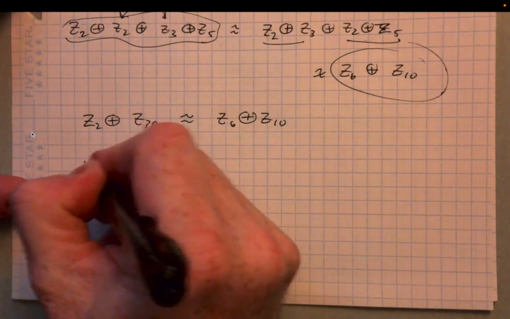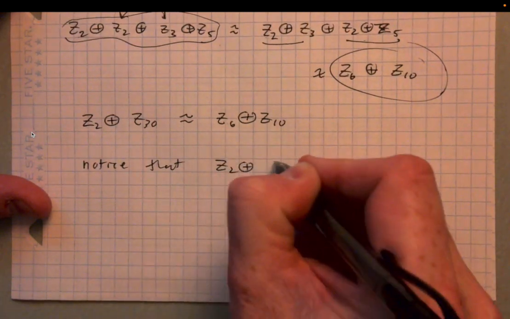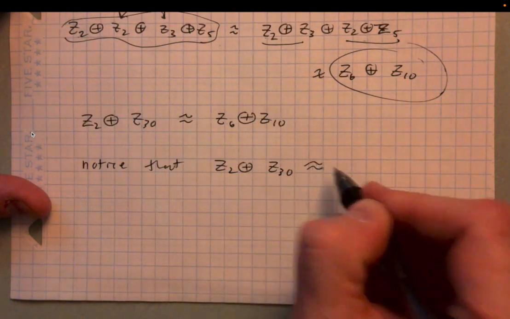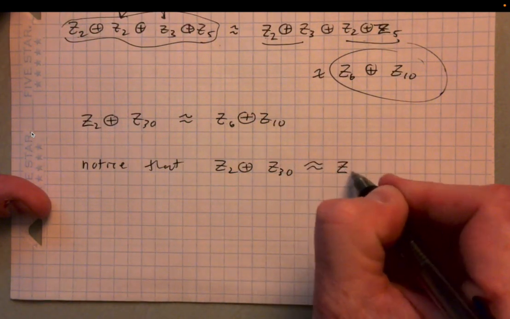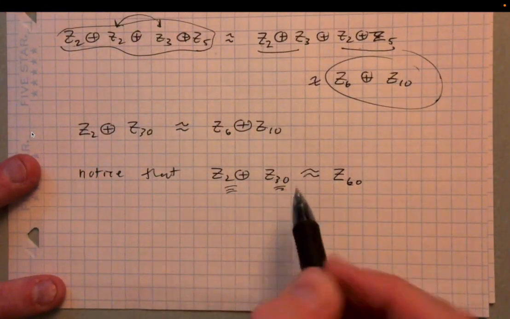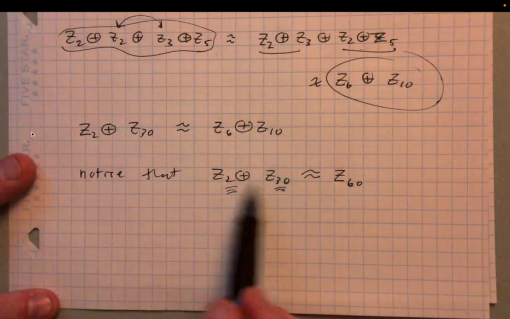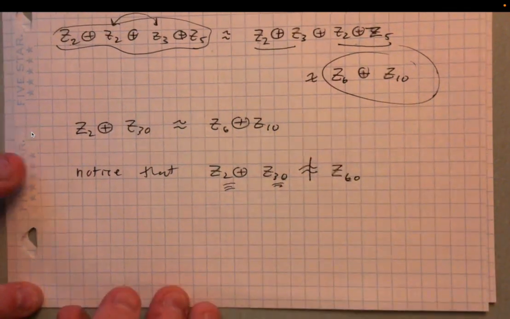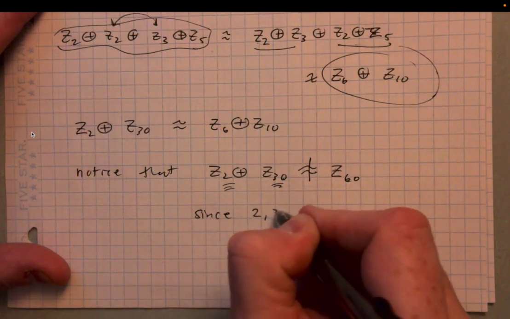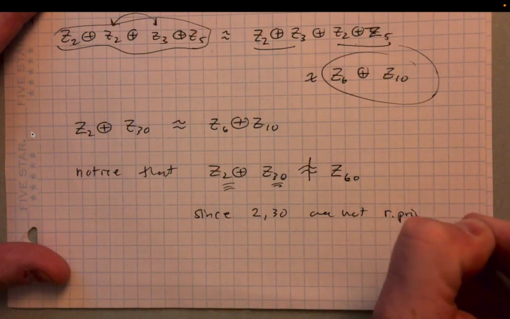Now notice, and this is important, Z2 plus Z30, you may want to say this is true. You may want to think that this is isomorphic to Z60, right? But it's not, because you don't have relative primeness of these two. 2 and 30 are not relatively prime. So this is not true. And the reason it's not true is because 2 and 30 are not relatively prime.